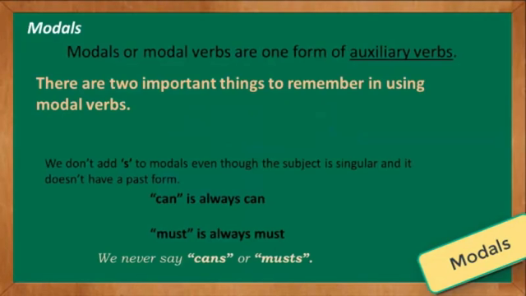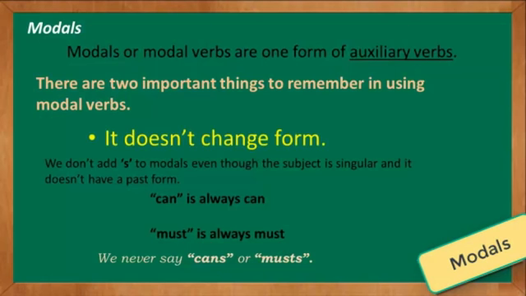Modals. Modals or modal verbs are just one form of auxiliary verbs. There are two important things to remember in using modal verbs. Number one, it doesn't change form. We don't add s to modals even though the subject is singular, and it doesn't have a past form. Example, can is always can, and must is always must. We never say cans or musts.